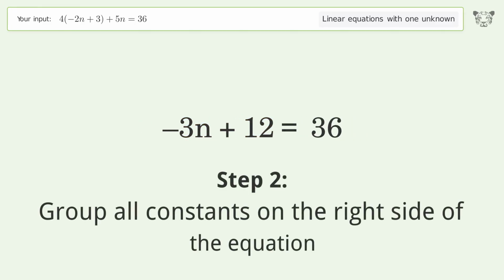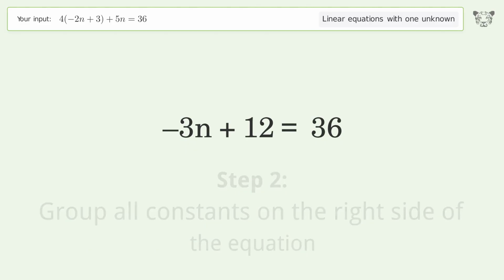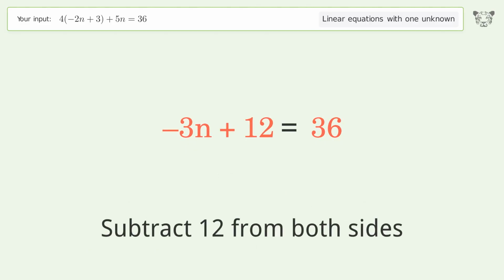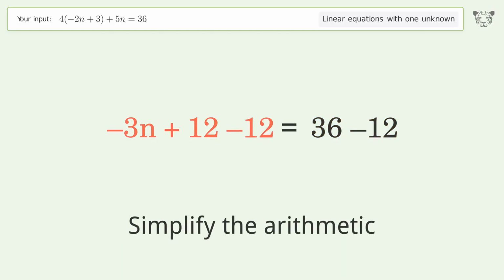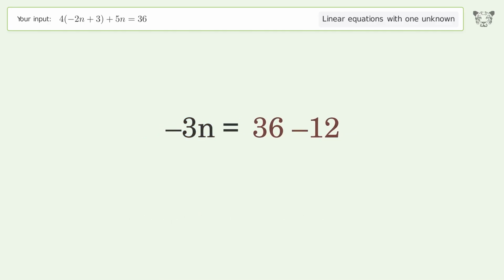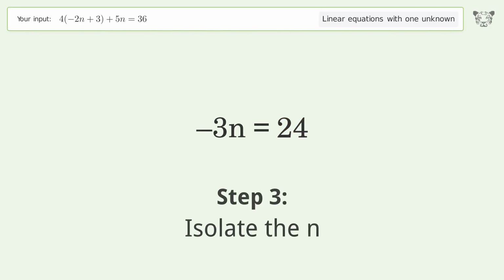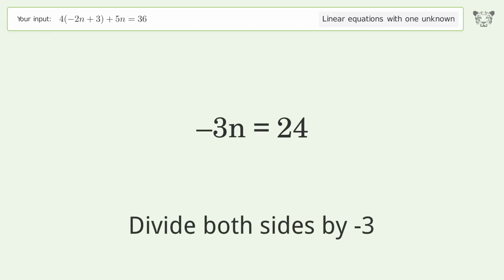Group all constants on the right side of the equation. Subtract 12 from both sides. Simplify the arithmetic. Isolate the n. Divide both sides by -3.